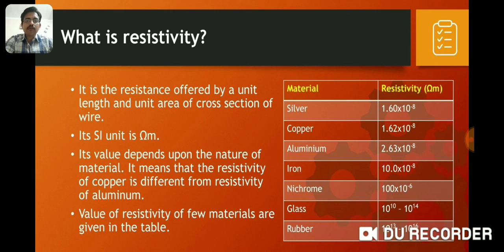Values of resistivity of a few materials are given in the table. Silver and copper are good conductors because they have low resistivity values, while as you move downward in the table, you can see the resistivity value increases.